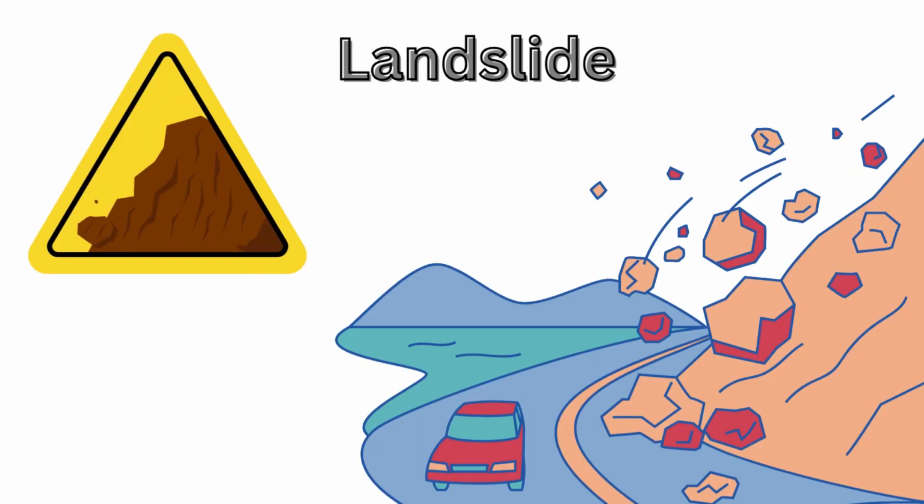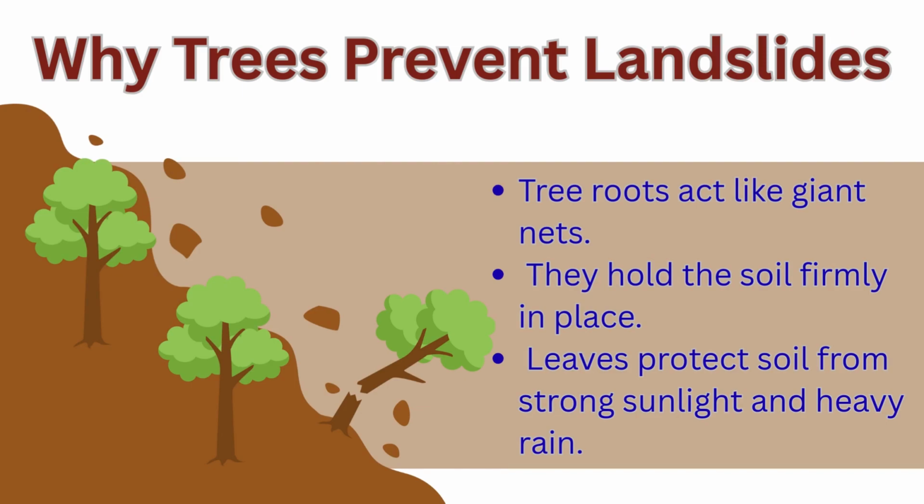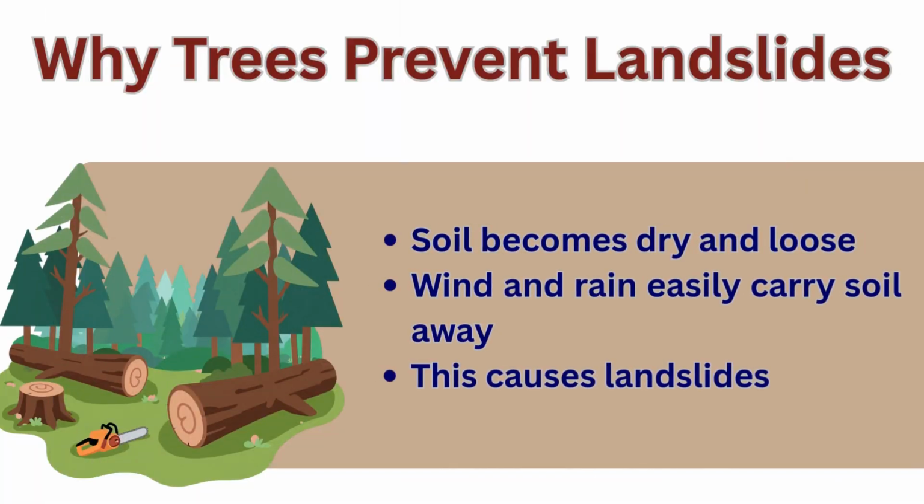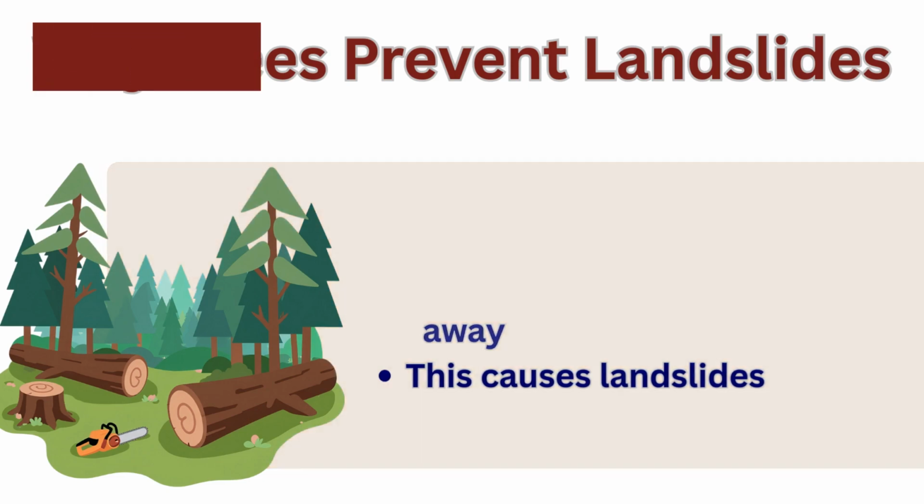Tree roots act like a giant net, a huge net. They hold the soil in place, and at the same time, their leaves shelter the soil from strong sunlight and heavy rains. When the trees are gone, heat makes the bare soil dry and loose, and then wind and rains can carry it away. So when trees are removed, soil becomes dry and loose. Wind and rains easily carry the soil away, and this causes the landslide.